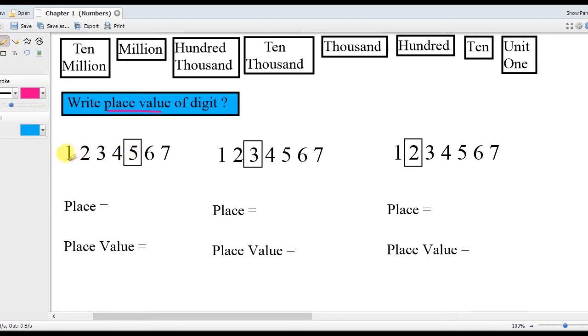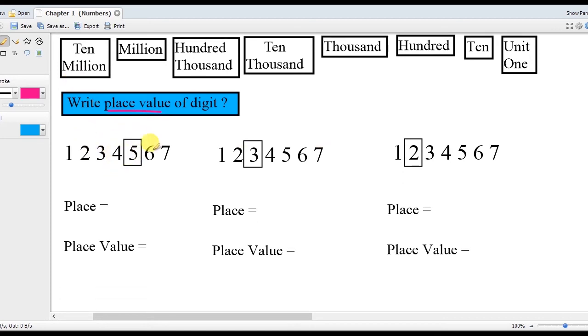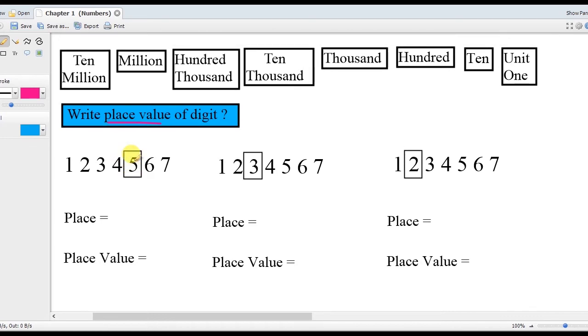Now see, this is a question: 1, 2, 3, 4, 5, 6, 7. I take a very simple example, 1, 2, 3, 4, 5, 6, 7, with three different questions. In the first question, we have to find out the place value of digit 5, right? Now apply the same strategy which I told you earlier. So for the number 5, we have to find its place value. I'm going to write 1 above it.